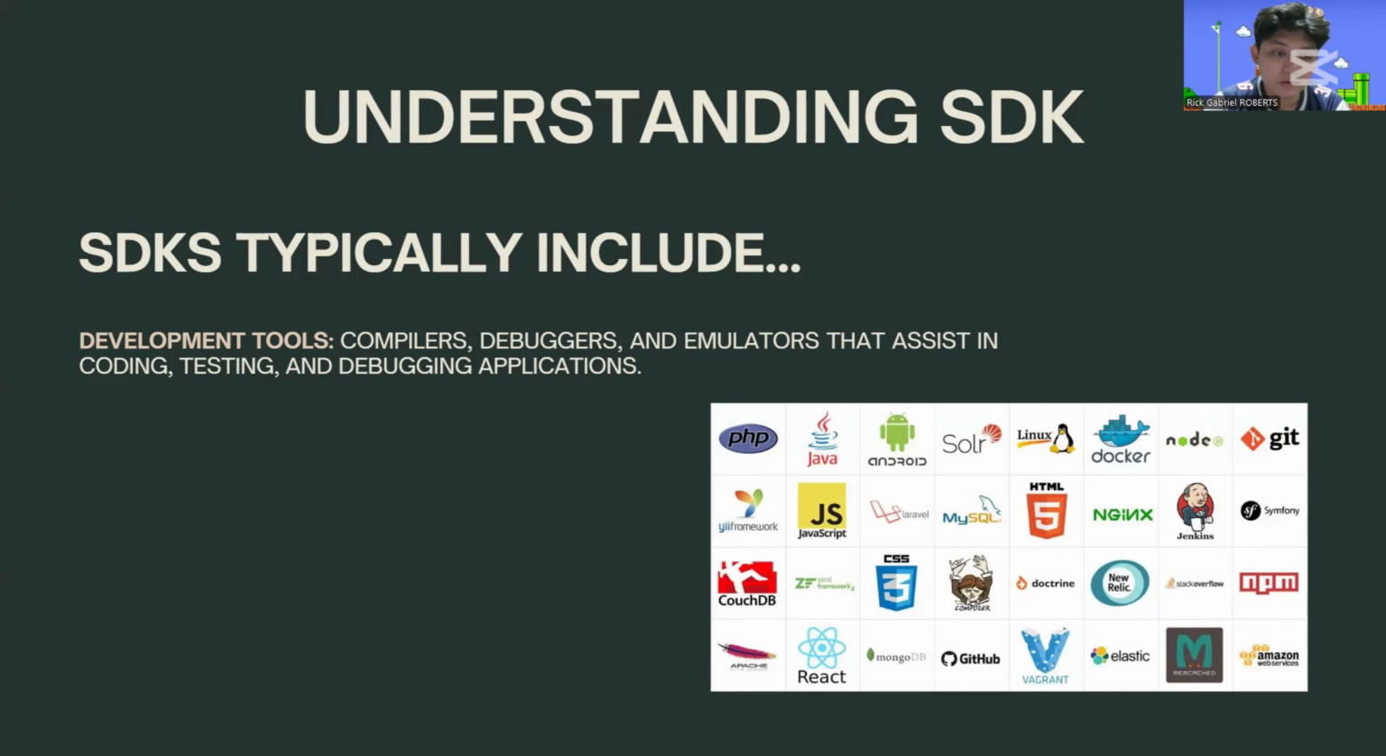So when we talk about development tools, they're just like the OS or the operating system. For example, for our phones, we have the Android operating system. We also have the iPhone operating system. We have JavaScript and such. For example, we have here Vagrant, Jenkins, Docker, and so on and so forth.